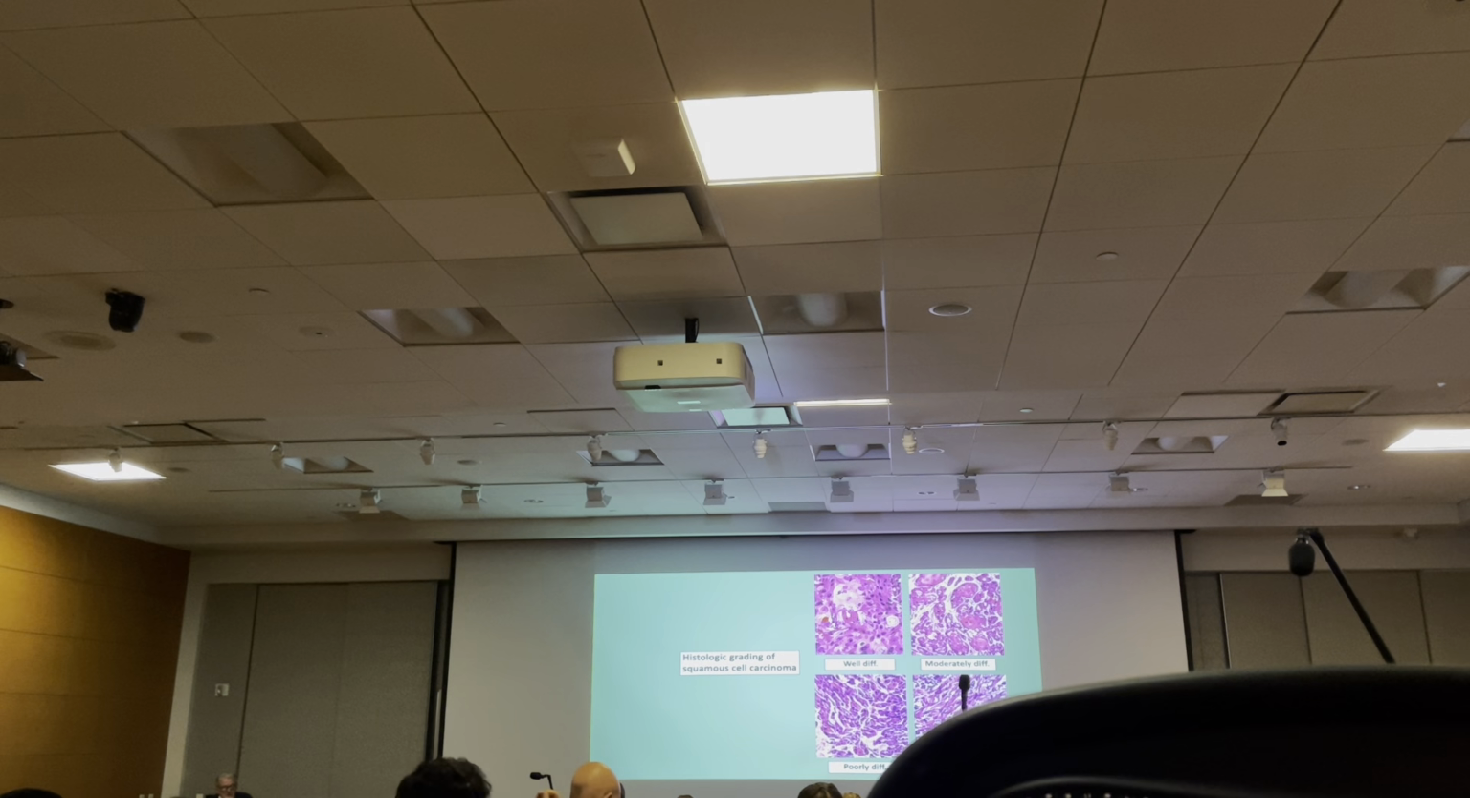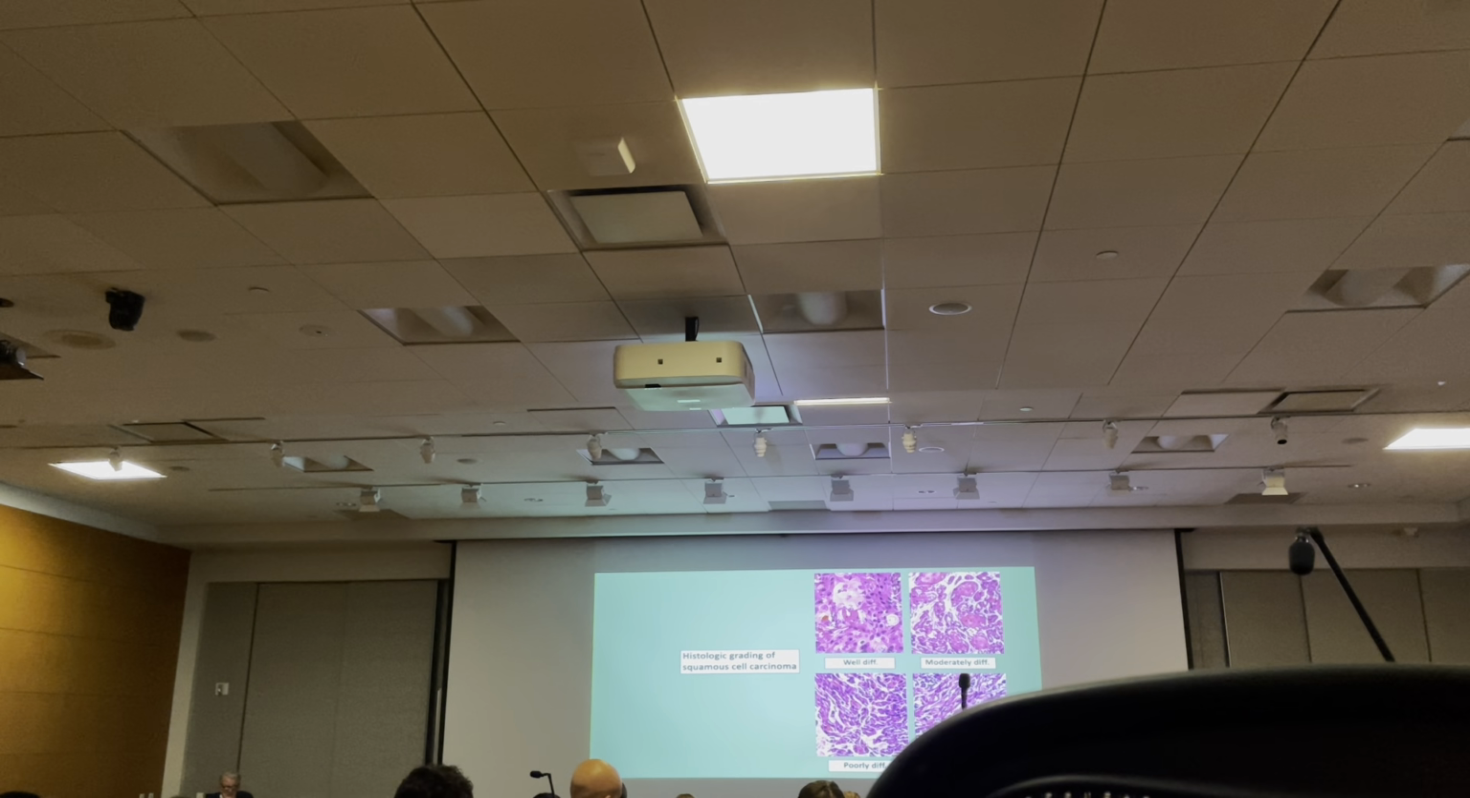And then very undifferentiated can be in different forms. One of the forms is spindle cell, meaning it doesn't even look like cancer. It looks like a sarcoma. Sarcomas, soft tissue malignancies, often have a spindle cell form. Again, cytokeratin immunohistochemical stains would show you that you're dealing with epithelial cells.